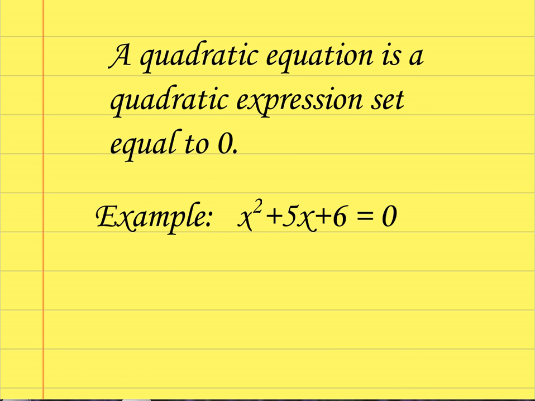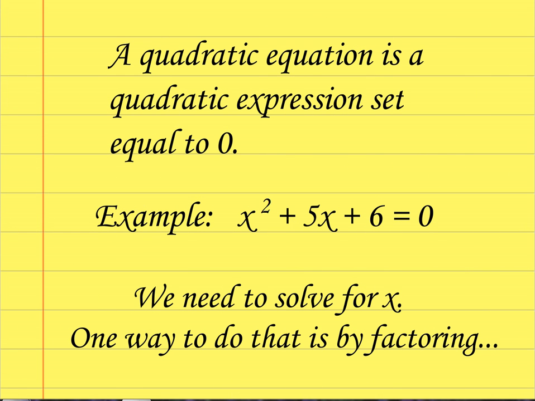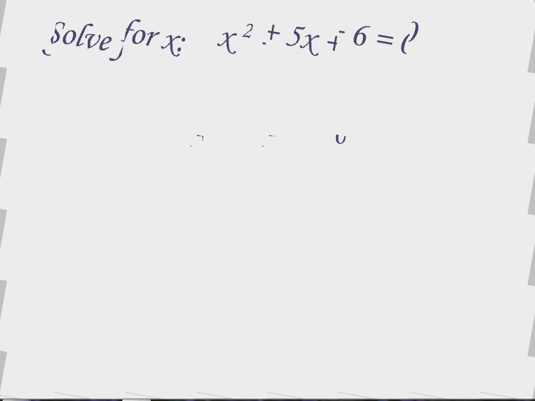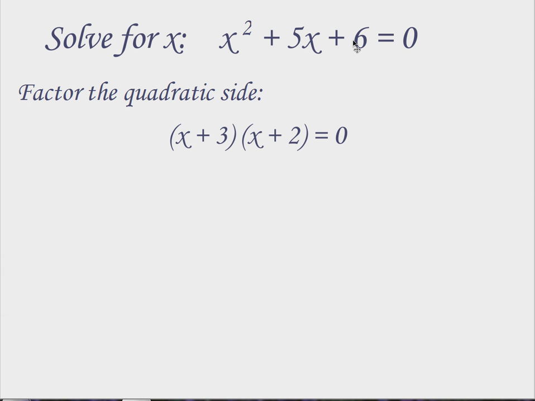For example, I have the quadratic expression x squared plus 5x plus 6, and I've set it equal to 0. Now it's a quadratic equation, and I can solve for x. One way to solve for x in this case is by factoring, and that's what we're going to do today. So first thing I'm going to do is factor the quadratic side. Since we have talked a lot in class about factoring, I'm not going to go over how to factor, just what we're supposed to do after it's already factored.